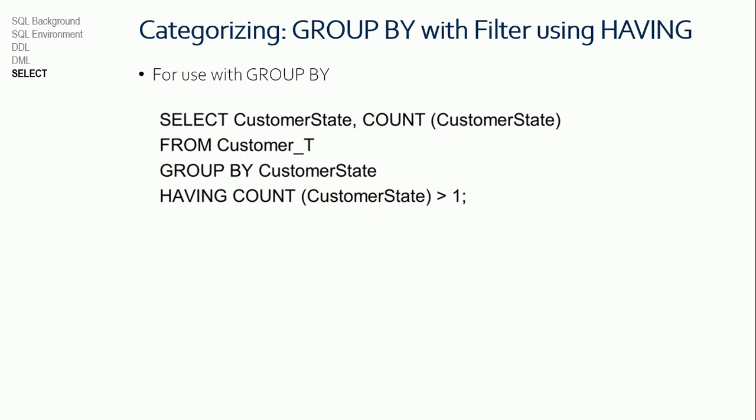So we use the where clause to filter records for standard columns, but when we do aggregation with a function, we have to use the having clause. In this case, we're only going to show records where there's more than one customer in that state, right? If there's only one customer in a state, they're going to be filtered out. This is going to show us where we have more than one customer in those states.